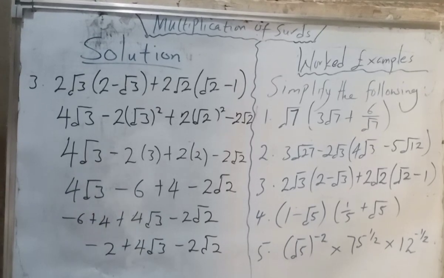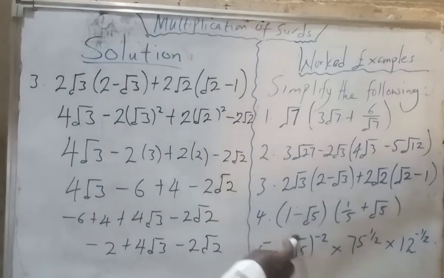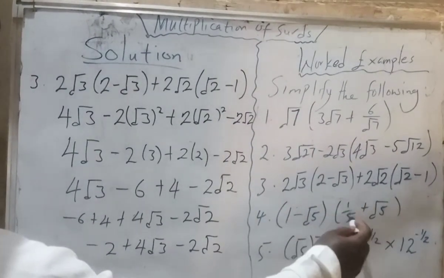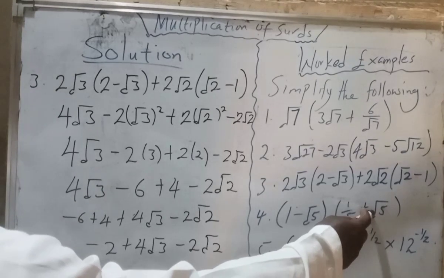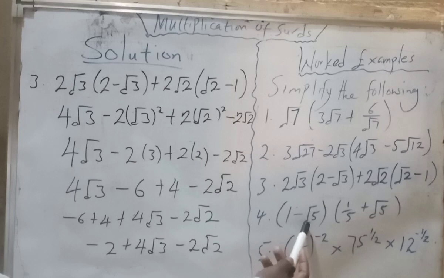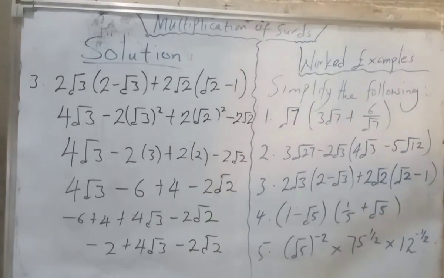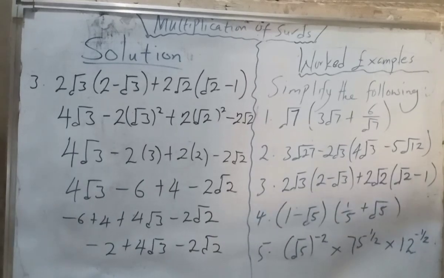The binomial, how to expand two binomials, where you pick the first term and multiply by the first and second term in the second bracket, and now pick the second term in the first bracket and multiply by both terms in the second bracket as well. So let's see how we can do that.